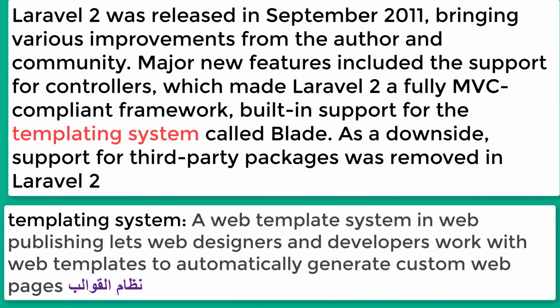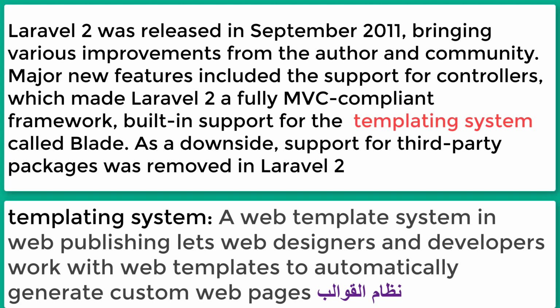Laravel 2 was released in September 2011, bringing various improvements from the author and community. Major new features included the support for controllers, which made Laravel 2 a fully MVC-compliant framework, built-in support for the templating system called Blade. As a downside, support for third-party packages was removed in Laravel 2.